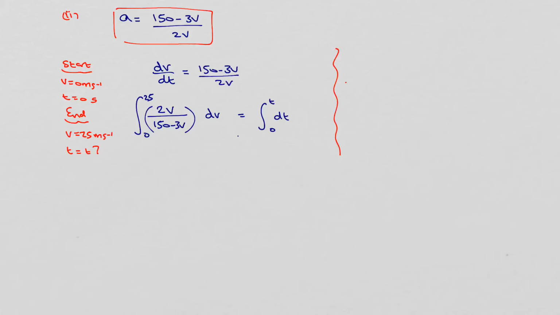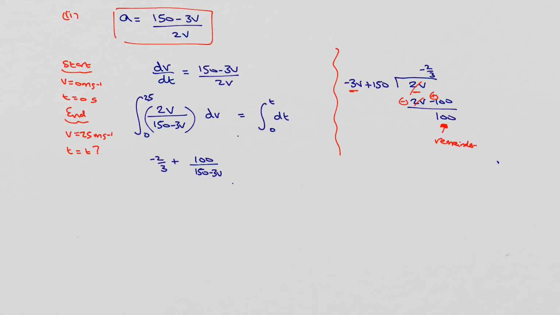So I'm going to rewrite that as the variable first, so minus 3v plus 150, and we're dividing that into 2v. If I divide minus 3v into 2v, I end up with minus 2/3, and if I multiply that back out, that gives me 2v, and minus 2/3 times 150 then is minus 100. So if I subtract, in other words change the signs, that becomes plus. I'm left with 100, in other words this is my remainder. So it's not going to divide in equally, okay? So in other words, 150 minus 3v is dividing into 2v minus 2/3 times plus 100 as a remainder where it won't divide in. And now that looks a bit more user-friendly because I have a constant over a linear function, which will of course be our log functions when we integrate.